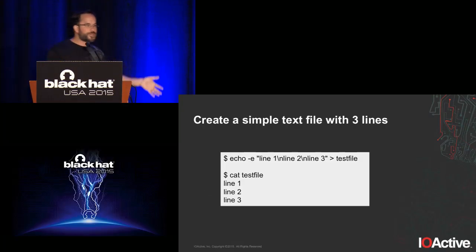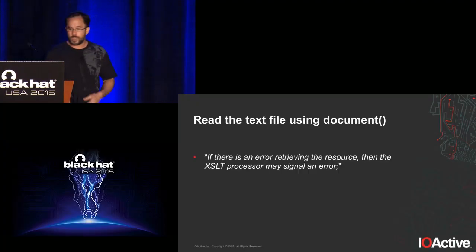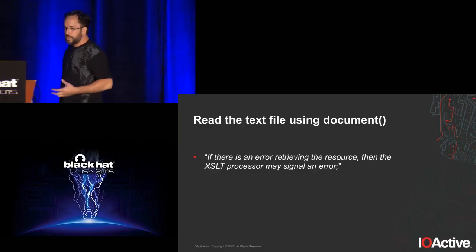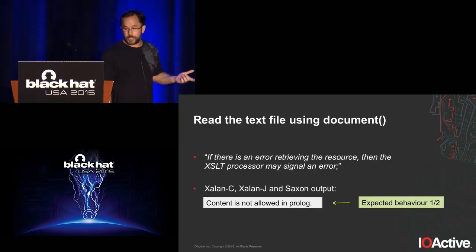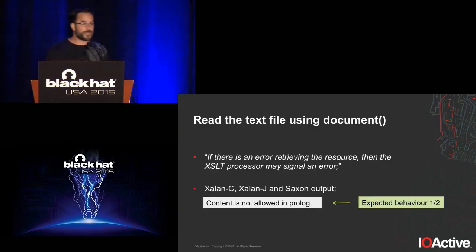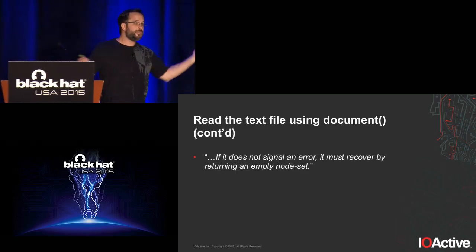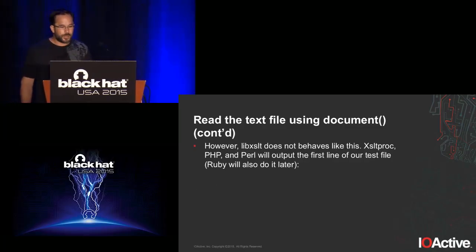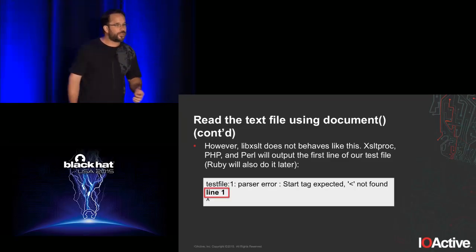So I created a simple text file with 3 lines. And here you can see how the file is created and what the contents are. When you're reading the specification, you will notice that the behavior should be that either an error is shown to the end user, saying that the content is not allowed, which 3 implementations did, or an empty node set is shown, meaning an empty XML document. That's okay. But libxslt doesn't do that. libxslt will show you the first line of the file.